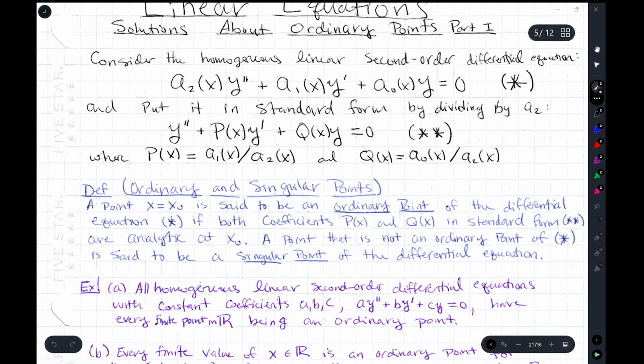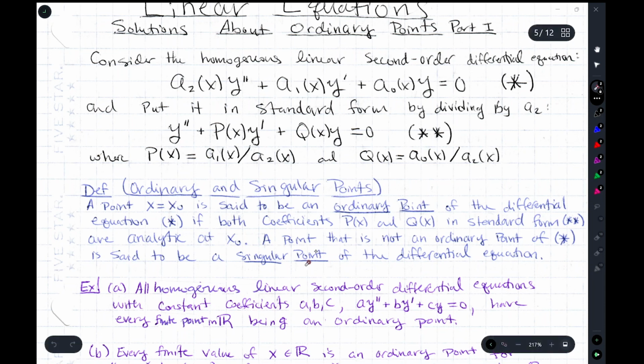So we know what analytic means. It means that you could express these as power series at x naught. Okay, so an ordinary point is one where, and this is crucial, after putting it in standard form, you have to be in standard form for this definition, p of x can be expressed as a power series at x naught, and q of x can be expressed as a power series at x naught. That would make x naught an ordinary point.